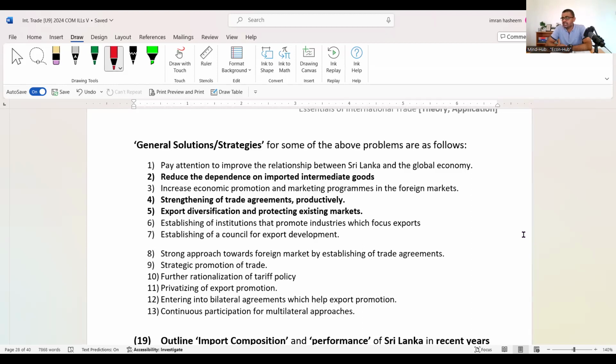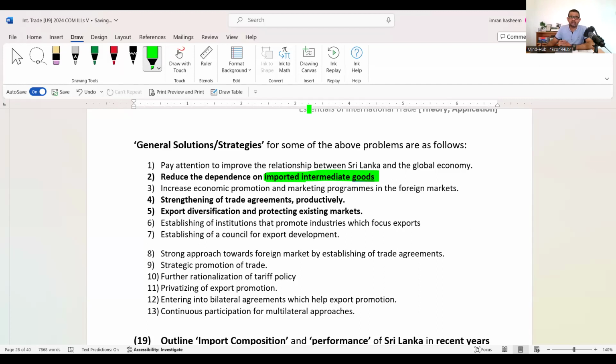Then reduce the dependence on imported intermediate goods. That lesson, I wouldn't say we 100% learn still, right? We take time to learn lessons. But during the pandemic, there was a considerable lesson we learned, that our heavy dependency on imported intermediate inputs, raw materials and other inputs, especially things like energy products, petrol, diesel.